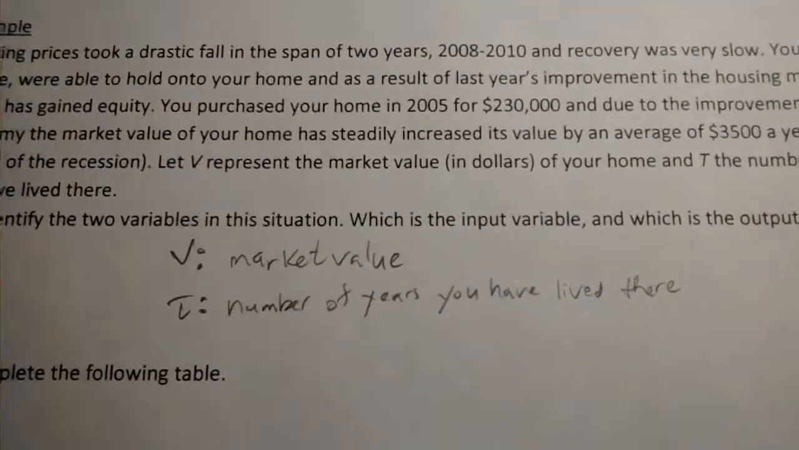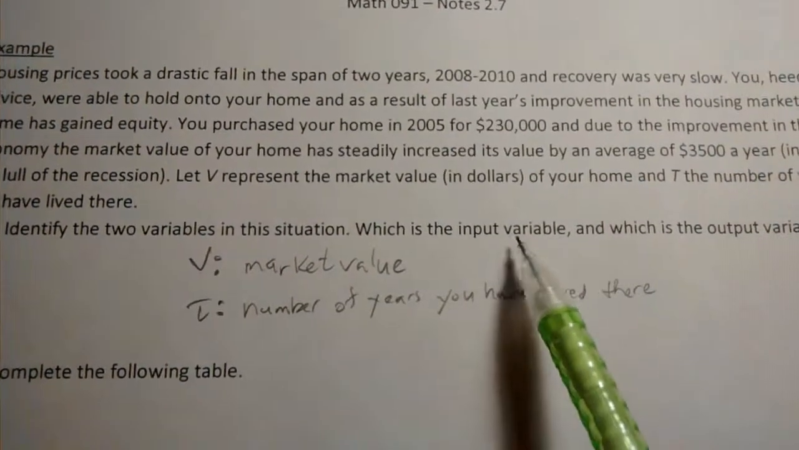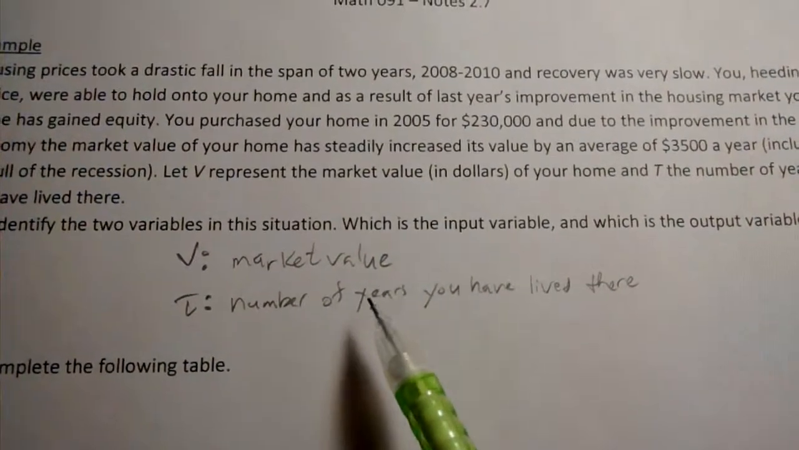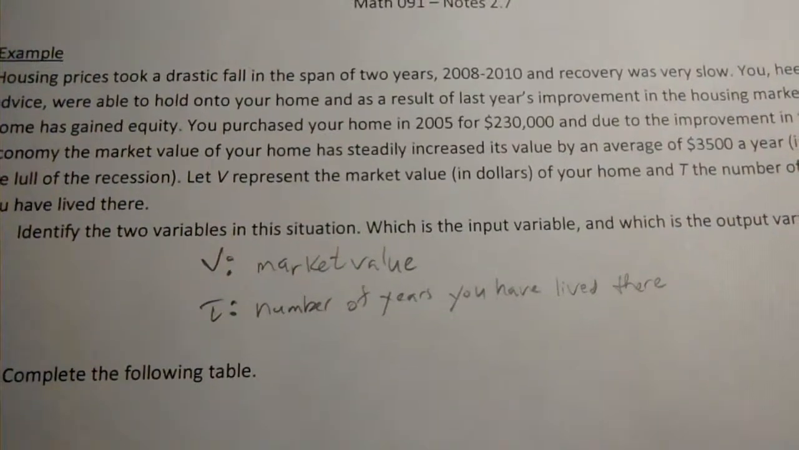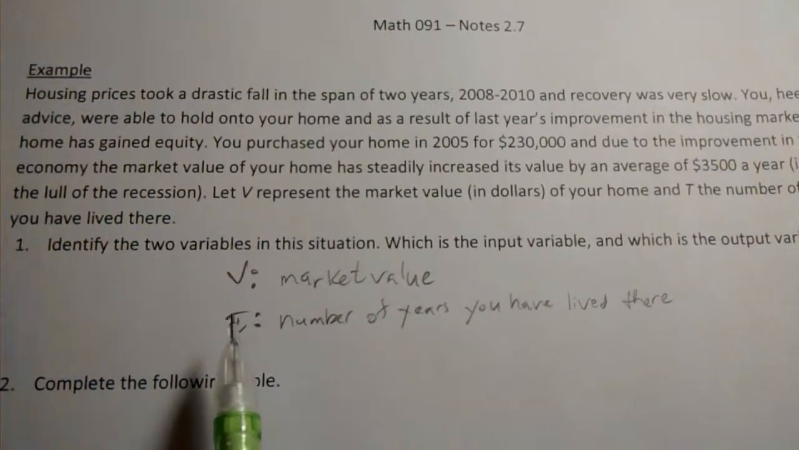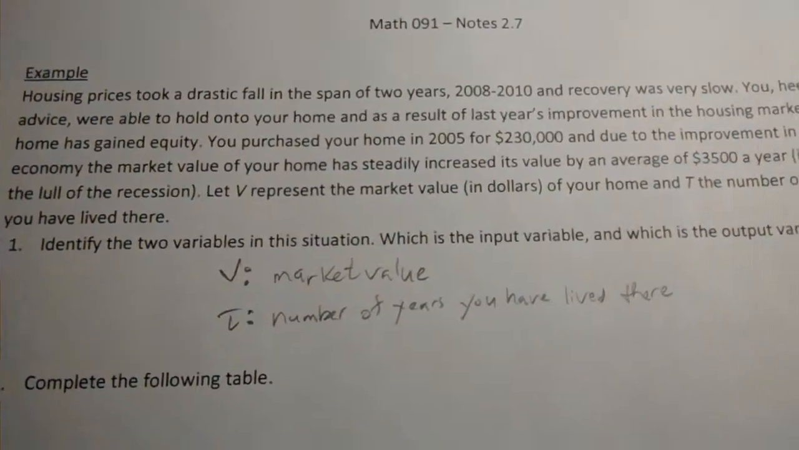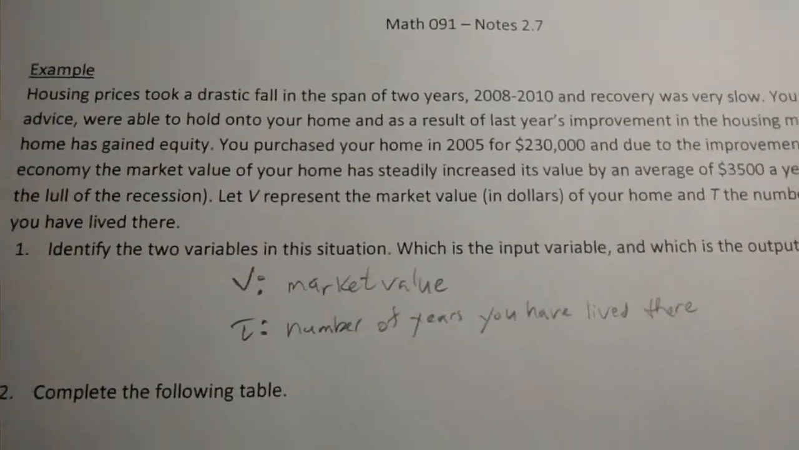So what I was really getting at in this question is, which of these represents the input variable and which represents the output variable? And one way to think about this is which depends on the other. It's the one that depends, or the dependent variable, often called the output variable.